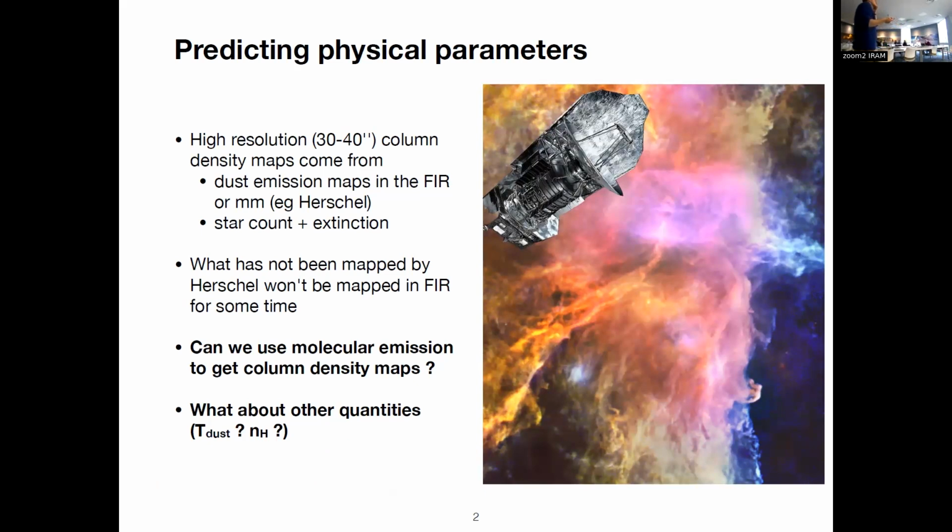Why is it important? Well, high resolution, I mean, in the range of 30 to 40 arc-second column density maps, they come usually from just emission maps in the far infrared or millimeter, for example, Herschel, or star count and extinction. And what has not been mapped by Herschel won't be mapped in far infrared for some time, because we don't have any more far infrared telescopes in the sky. And the question is, can we use molecular emission for one particular physical parameter, which is column density maps? And also, what about other quantities, T-dust or other physical parameters?